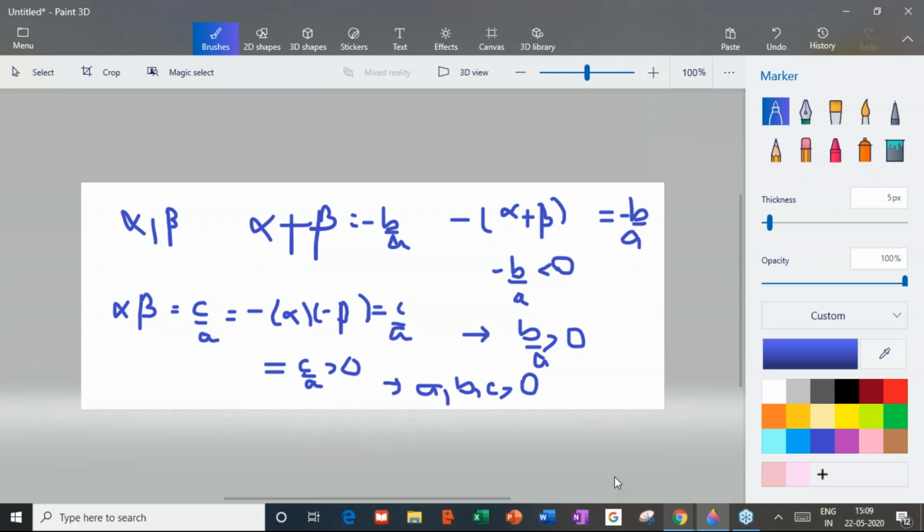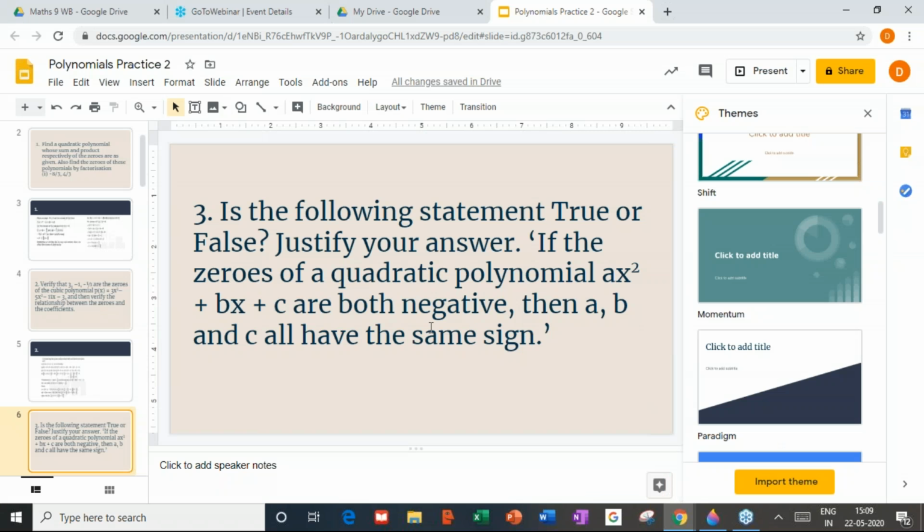So what does the question say? Yeah, they all have the same sign. Hence they all have the same sign, right?